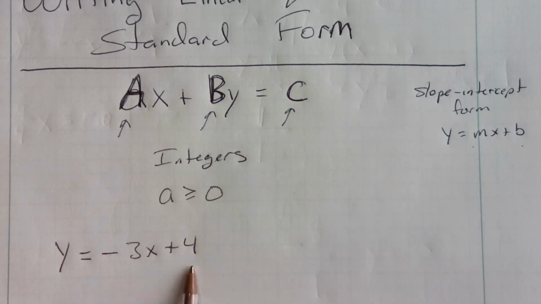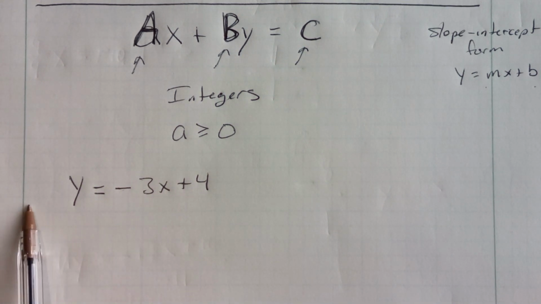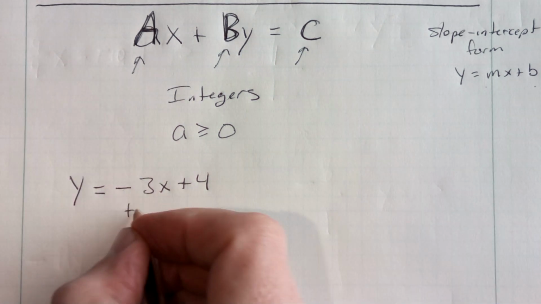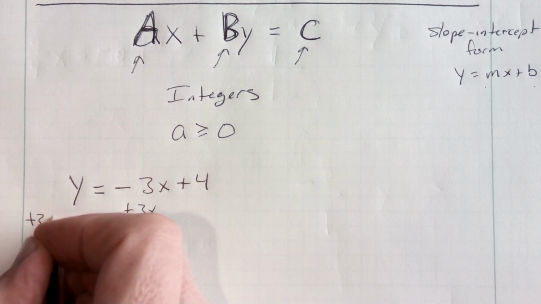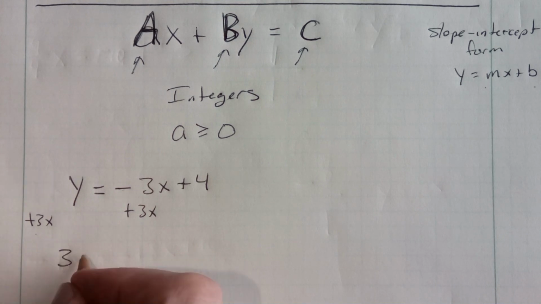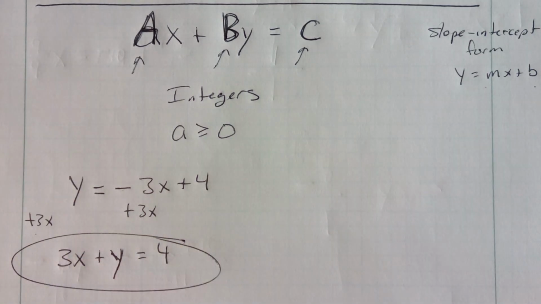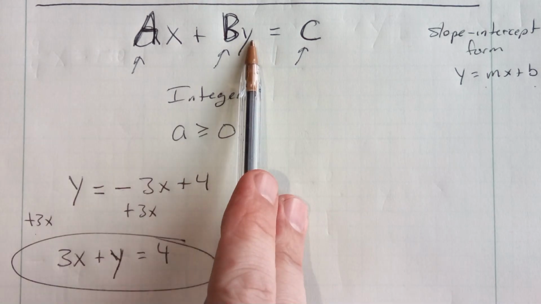So for this one, I have exactly one step I need to do. I need this x term over on the left side. So I just add 3x to both sides. Now 3x and y are not like terms, so my actual solution would be 3x plus y equals 4. And that is actually my equation in standard form, where a is 3, b is 1, and c is 4. Now, it's important you put the x term in front of the y term as well.